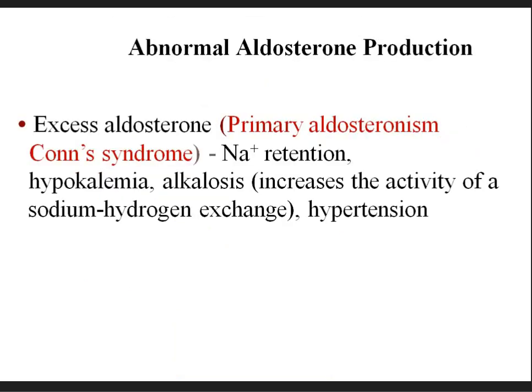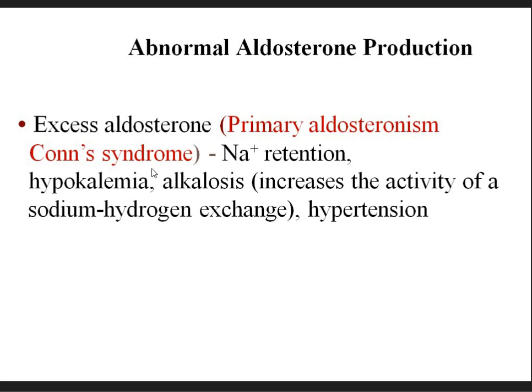So if there is abnormal aldosterone production, like when there is excess aldosterone, as happens in primary aldosteronism or Conn syndrome, what will happen? More sodium retention will be there, because the main role of aldosterone, as we discussed, is retention of sodium and secretion of potassium. So in the condition when there is excess aldosterone, there will be sodium retention and hypokalemia. That means less amount of potassium in the blood is hypokalemia.